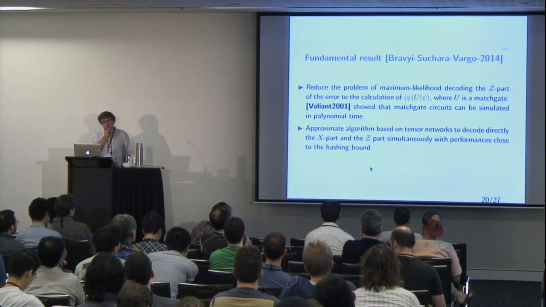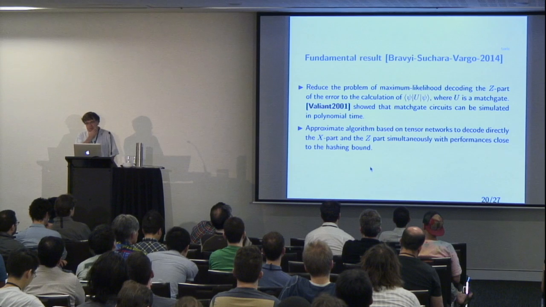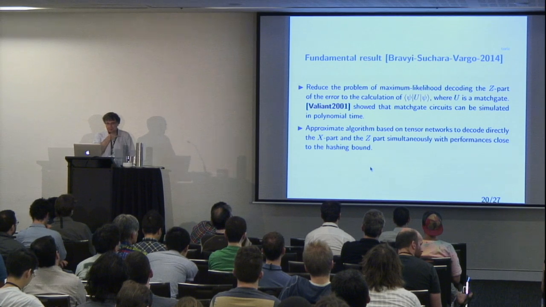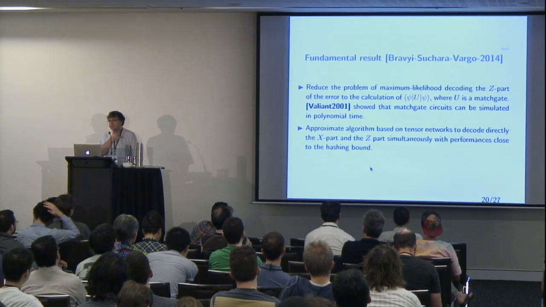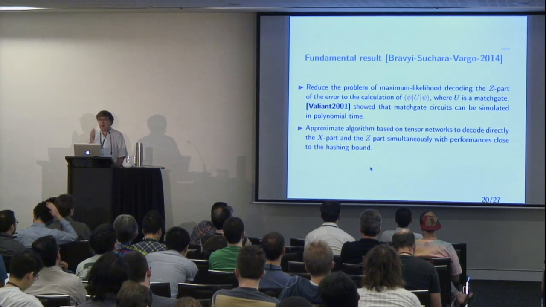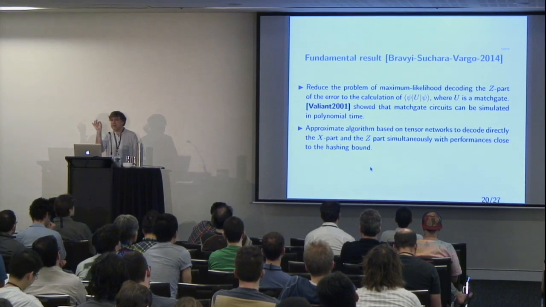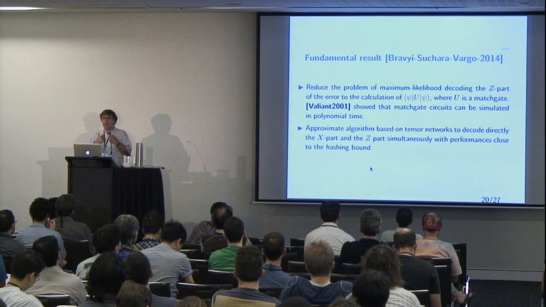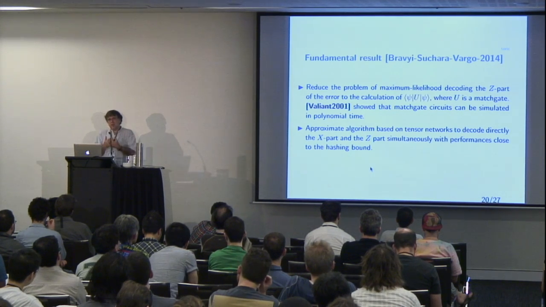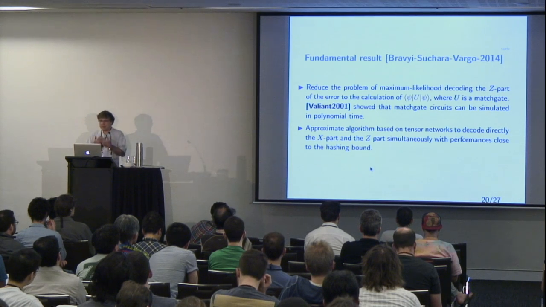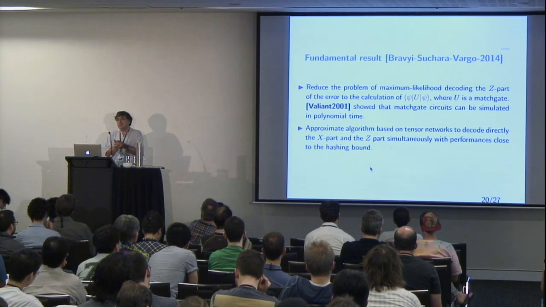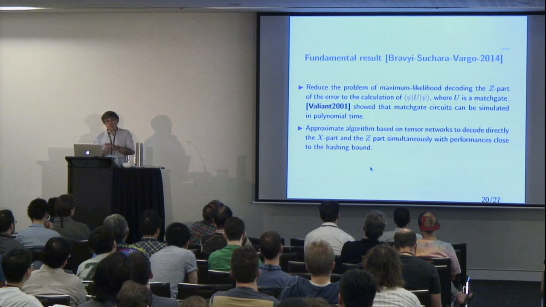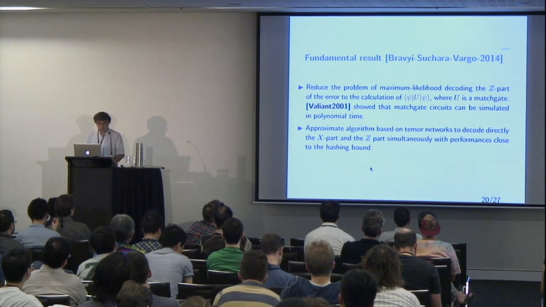So the first result, I was really surprised when I saw this last year, is the Bravyi, Suchara, Vargo result. What they did is the following thing. They were able to reduce the problem of maximum likelihood decoding of the Z part of an error, not finding the most likely error, but the most likely coset. When I say the most likely coset of the Z part of an error, I only take the cosets by the stabilizers which have Z's, okay? But assuming that you have this, you are able to find the most likely coset. You are able to do the calculation exactly. So this is definitely a very, very interesting result.